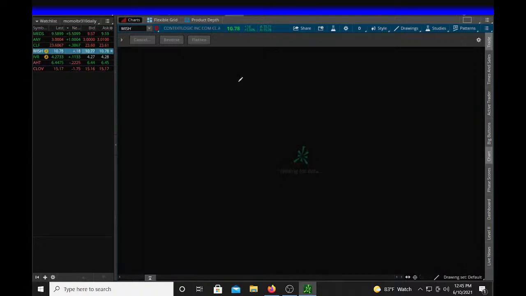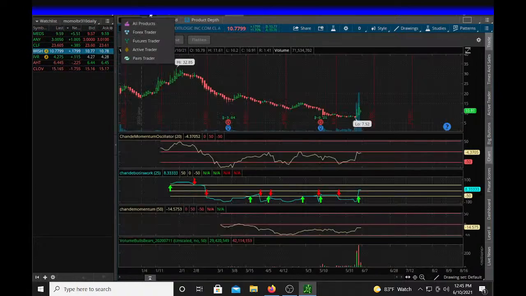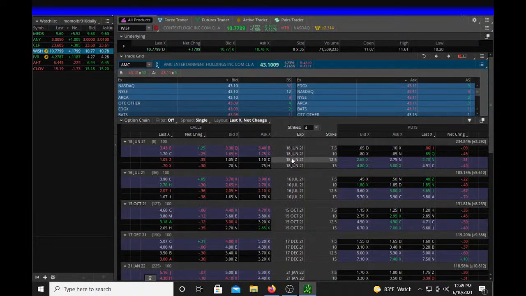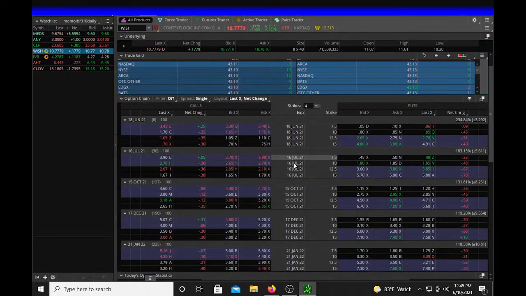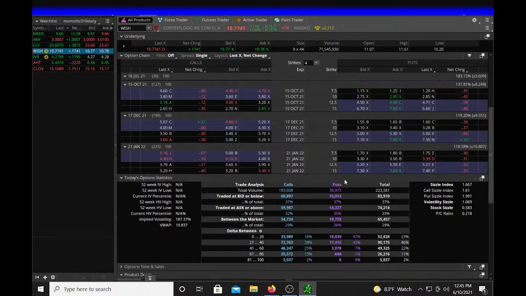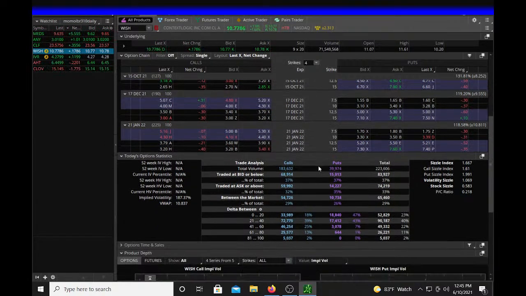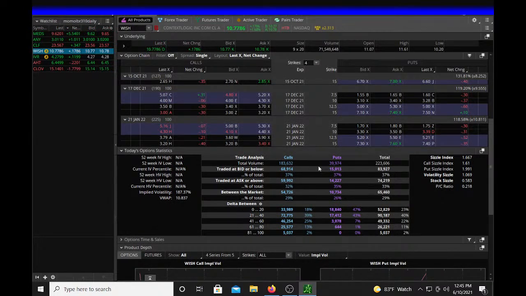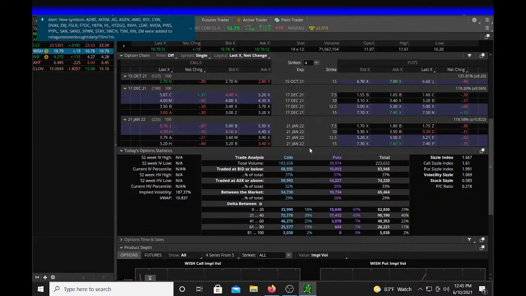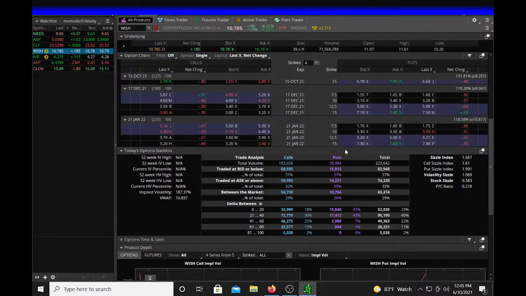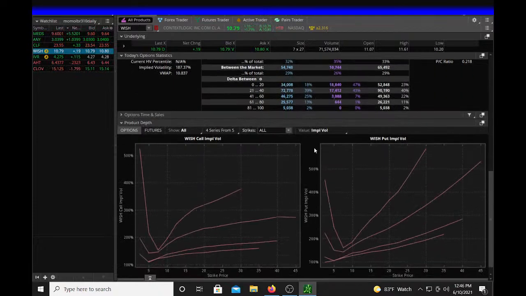Now, Wish. Let's see if the call options have increased greatly. Last night they were 300,000 and 60-some thousand. So, looks like today, 183,000 call options here. Nearly 40,000 put options. Okay.